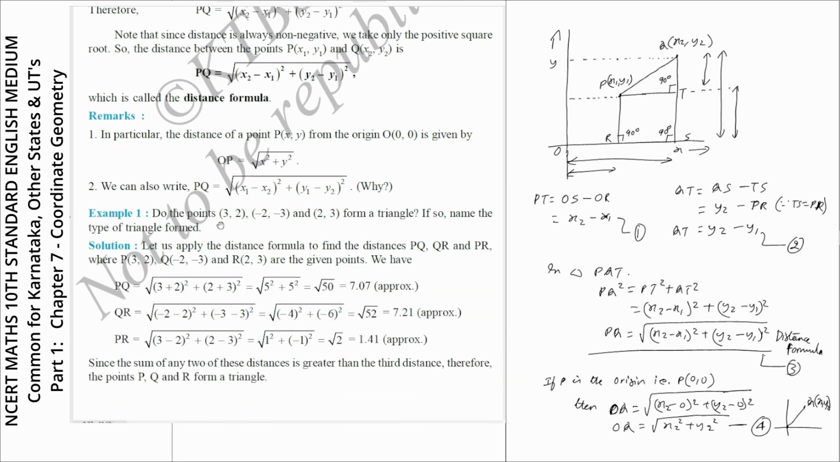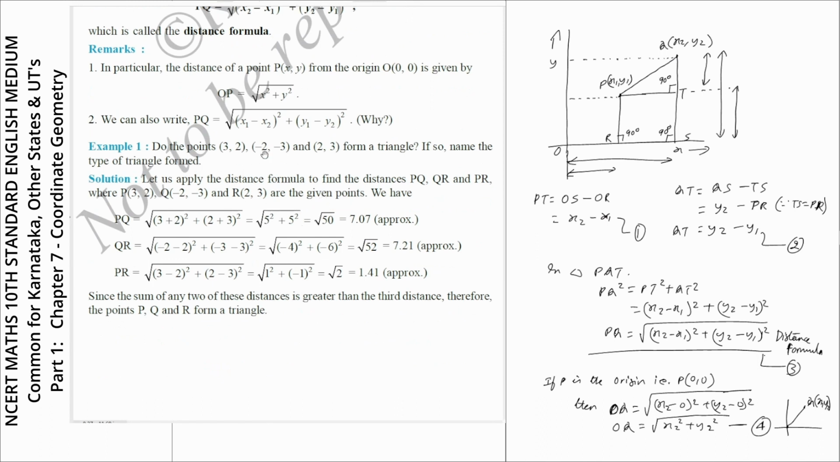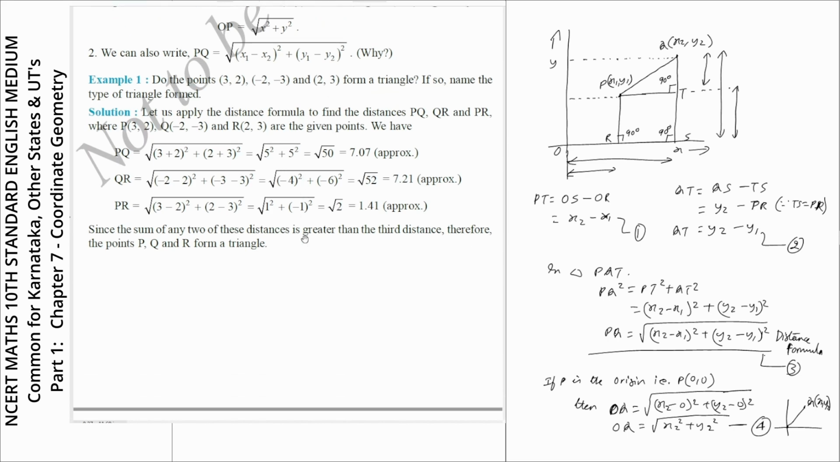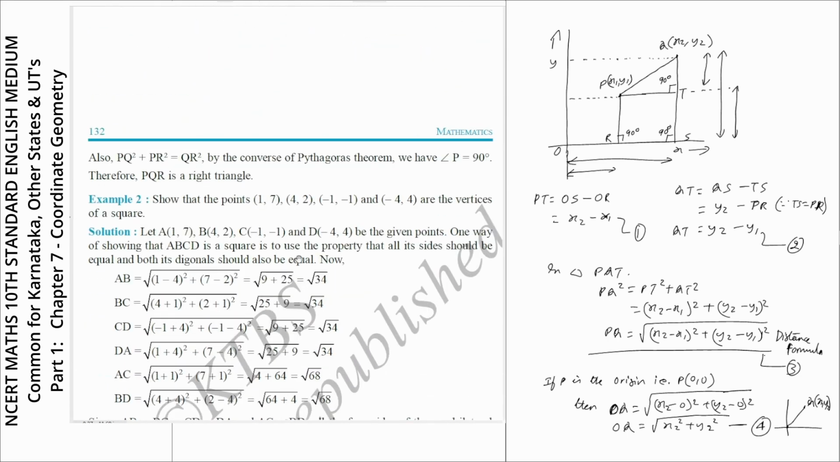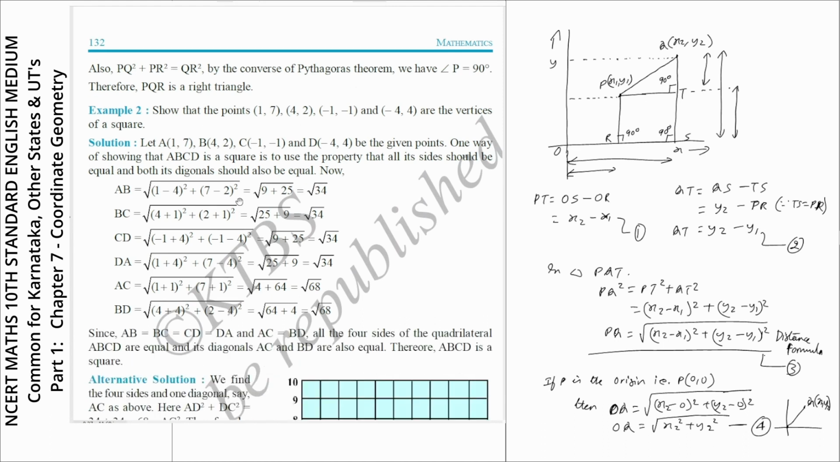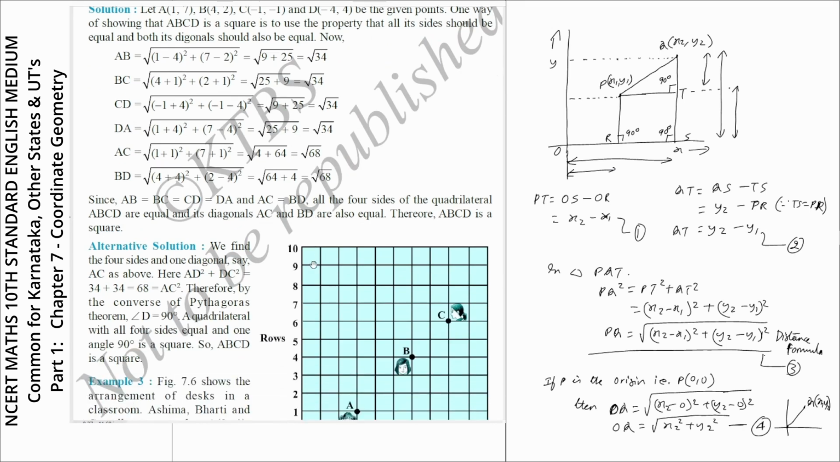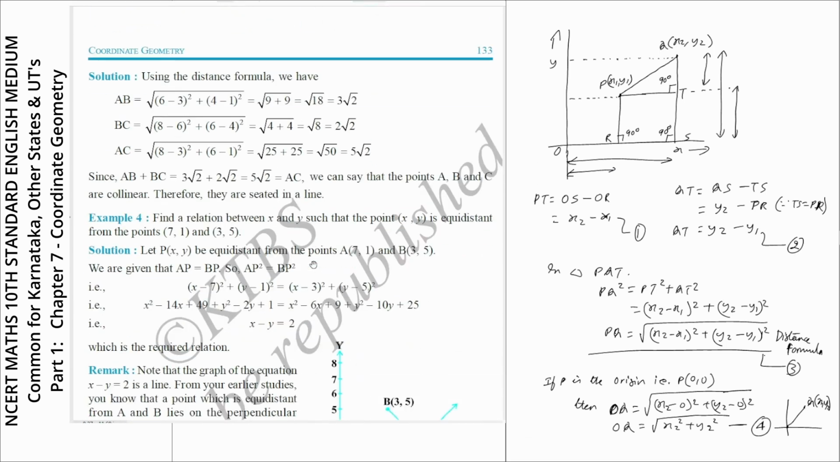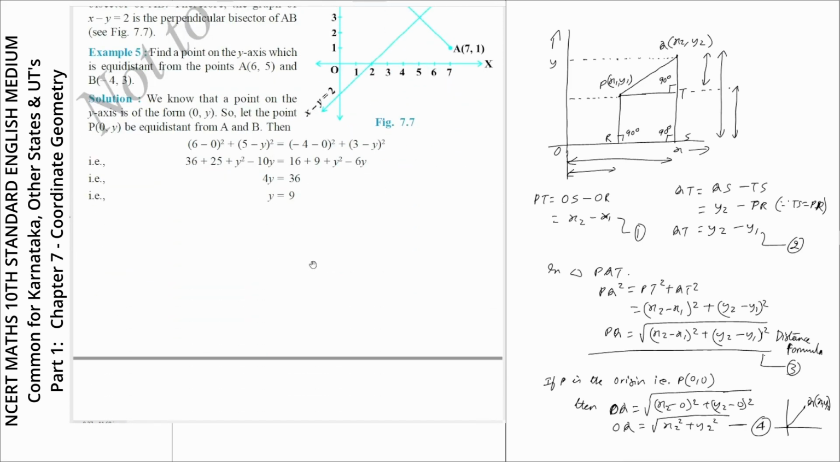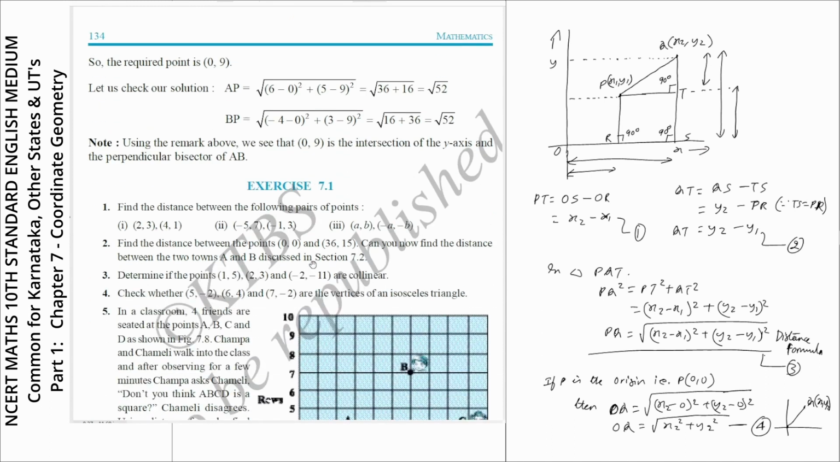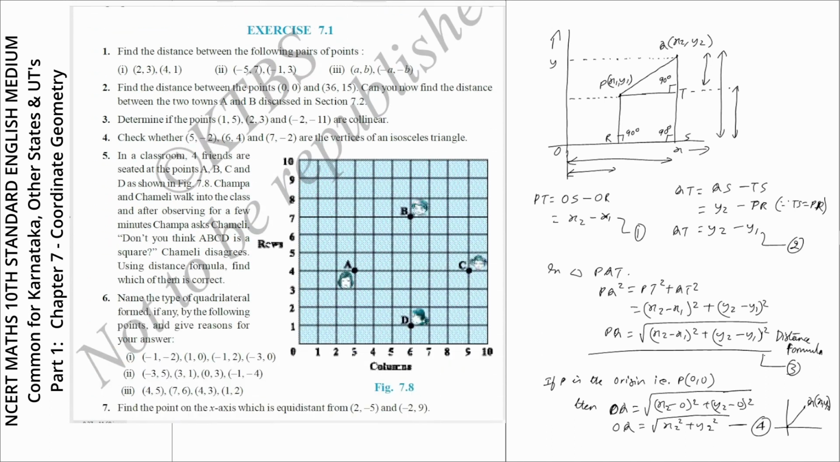So there are some worked examples here. In this one we should check whether these 3 points form a triangle or not. All are self-explanatory, you can go through it. In this problem we should check whether all these 4 points make a square or not. So in a square all the 4 sides are equal and the diagonals are equal. We can check it. So you should make a habit of reading a maths textbook. So go through it, all are self-explanatory. I'll be solving exercise problems.